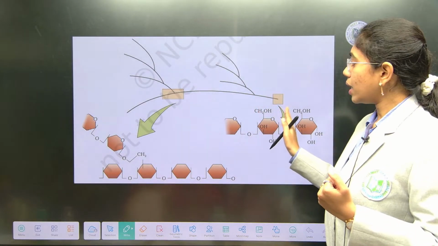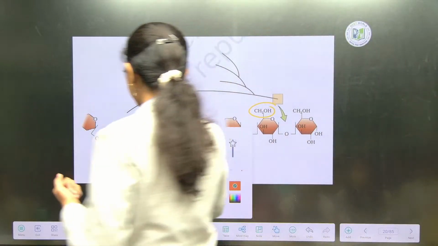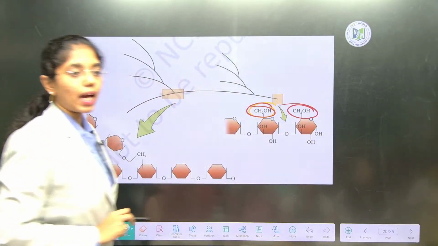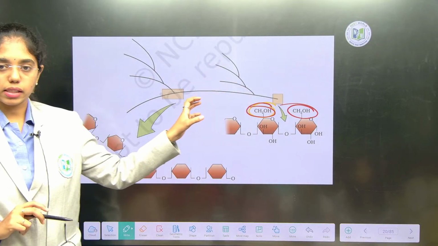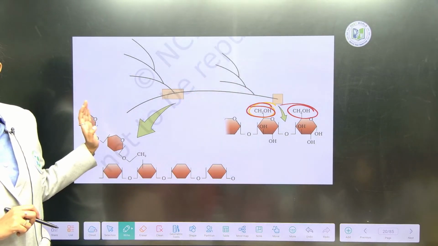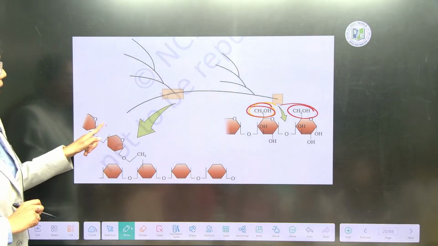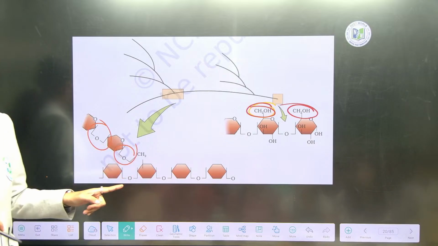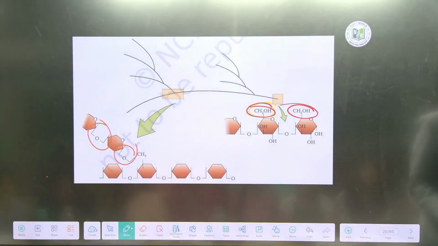This reducing end will have free aldehyde and ketone groups. In the diagram it is only aldehyde groups. Okay, it has free aldehyde groups where it can connect with the other monosaccharides. Whereas the left end is non-reducing end. Fine, right? It is non-reducing end. It doesn't have any free aldehyde or ketone groups. Clear, right now? And then, very good.